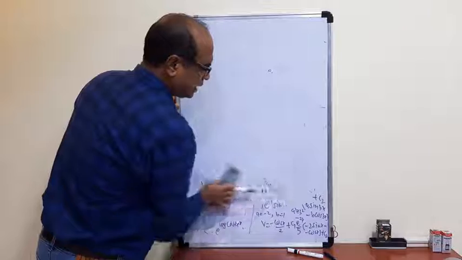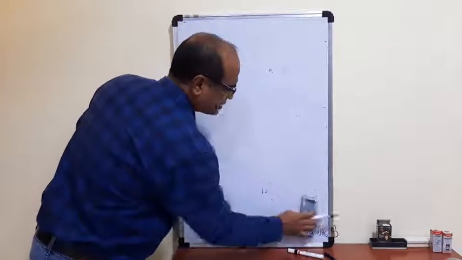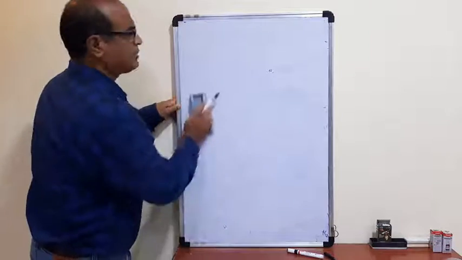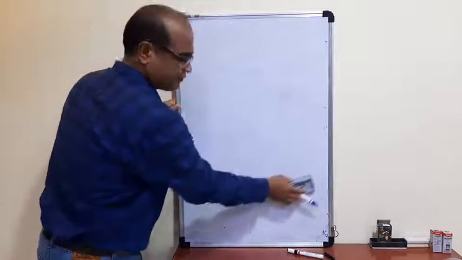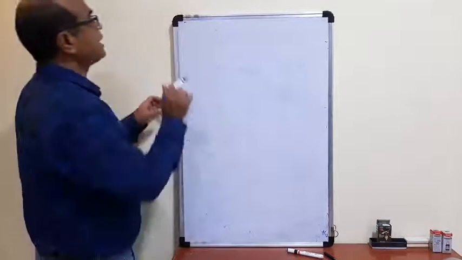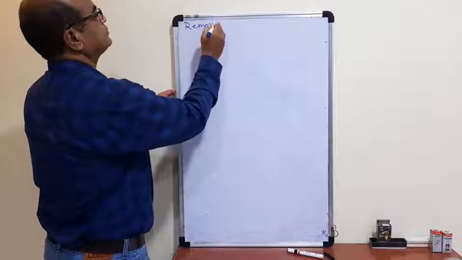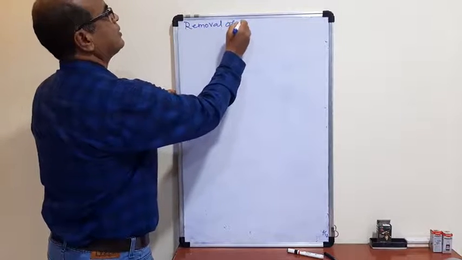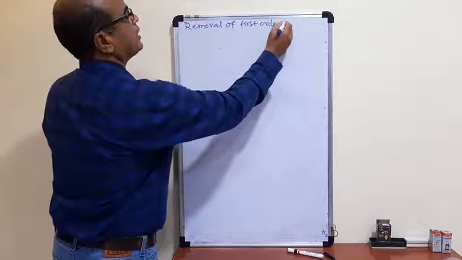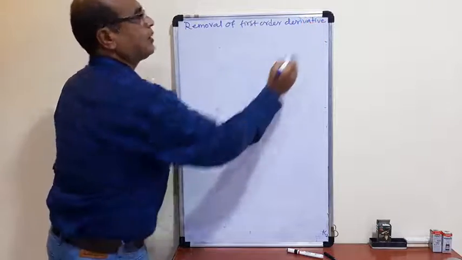Okay. So then we take here another method of solving the second order differential equation by changing the dependent variable, means by removal of first order derivative. Okay. So next method, removal of first order derivative means changing of dependent variable.